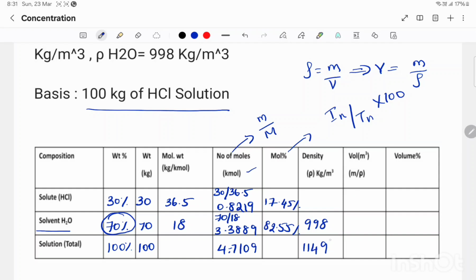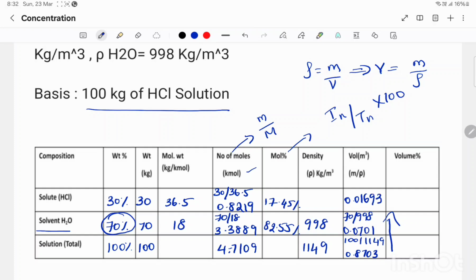So for solvent the mass is 70 and the density is 998. 70 divided by 998 will give you 0.0701. And next, for solution, 100 by 1149 will give you 0.08703. And next, using the total and solvent, we can easily calculate what is for solute. So total minus solvent will give you the value for solute. So the solution is 0.8703 minus 0.0701 will give you the volume of solute, which is 0.01693.